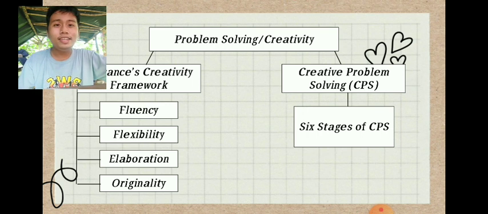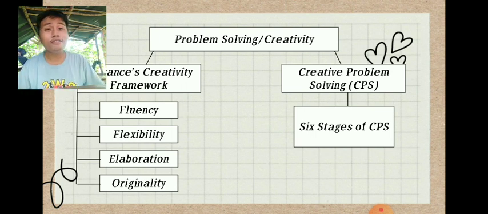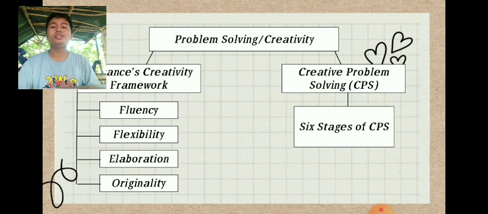So we have a diagram. In the middle, it clearly shows problem solving and creativity. On the left, our main topic, is the related topic, the Torrance Creativity Framework, which, for the information of everyone, was created by Edward Paul Torrance. So take note of that. And on the right side, the creative problem solving.